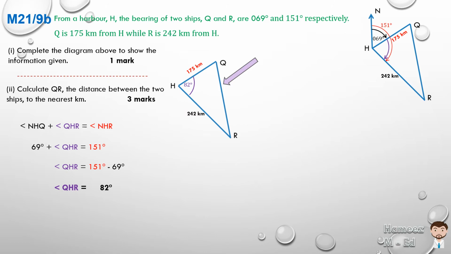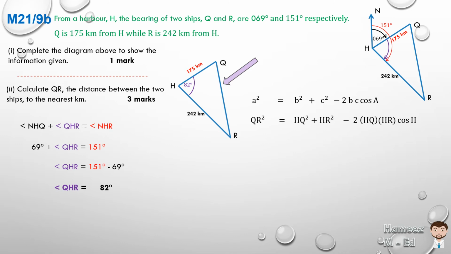So we have two sides and an angle. We want to find the third side. That means we can use the cosine rule. So let's write the cosine rule. A squared is equal to b squared plus c squared minus 2bc cos A. And if we substitute, what we want to find is QR, which is opposite to the angle that we have. So we could use QR as A. So QR squared is equal to HQ squared plus HR squared minus 2 by HQ by HR cos H.